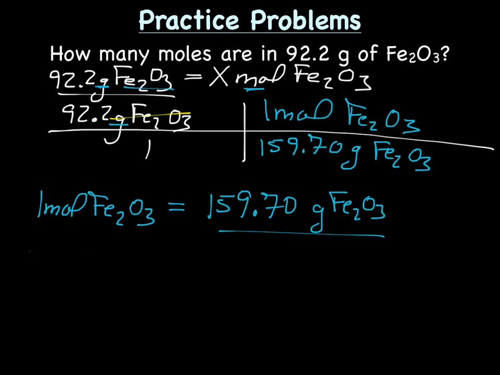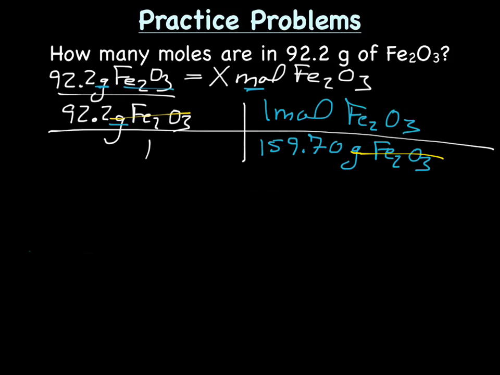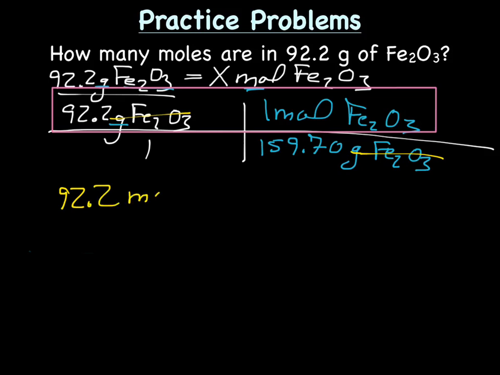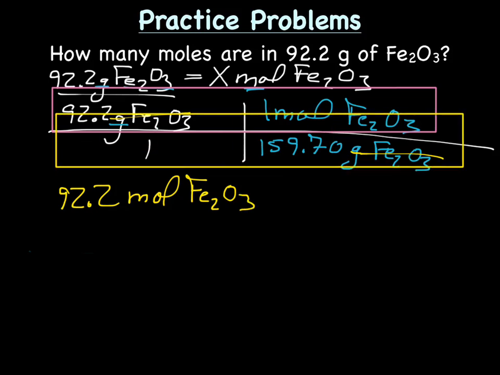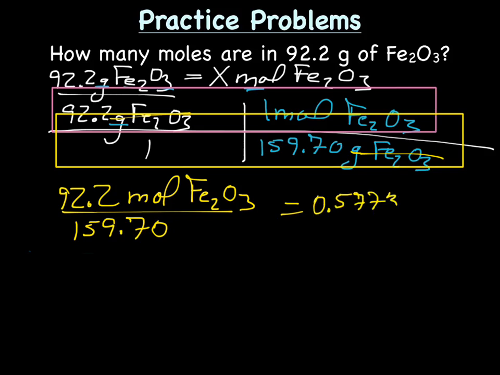Do grams Fe2O3 actually cross out grams Fe2O3? The answer is yes. So all we have left to do is to actually get out our calculators and solve. When we multiply across the top, we end up with 92.2 mole Fe2O3. And when we multiply across the bottom, we end up with 159.70. When we divide 92.2 divided by 159.70, we come up with 0.577332498.